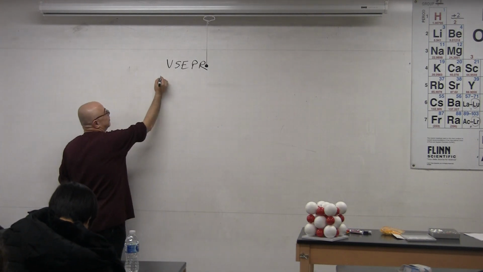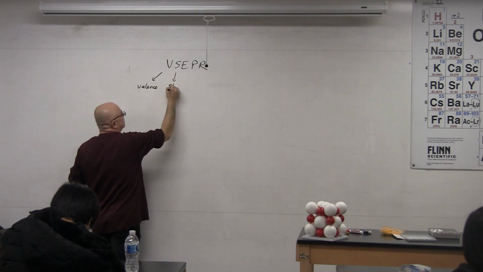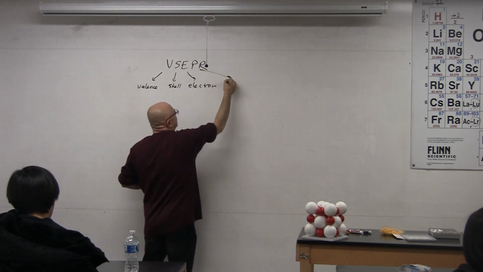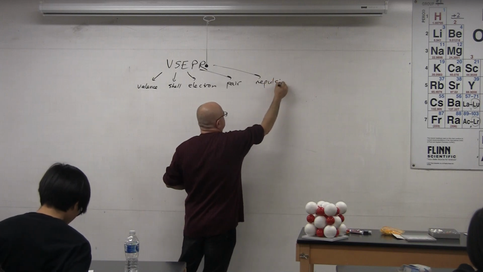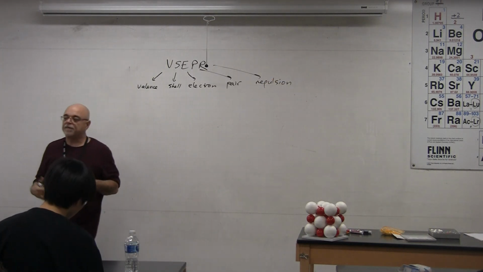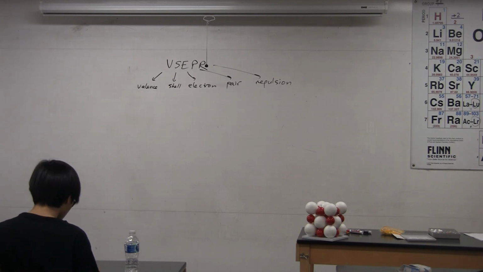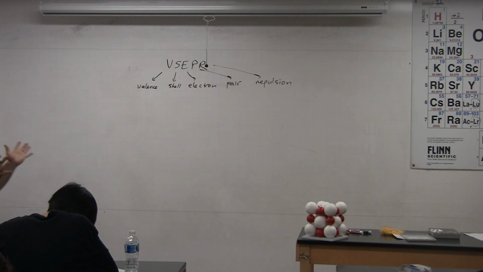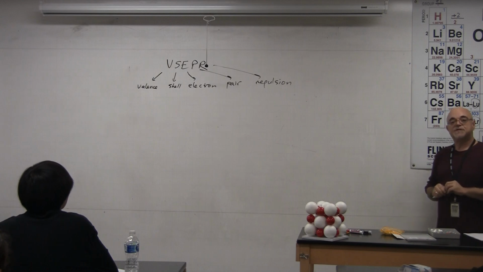This stands for the following terms: valence shell electron pair repulsion. So the basic idea is that when we think of a central atom to which other atoms or electron pairs are attached, the electron pairs in those bonds or in those lone pairs repel each other. And so they're going to move as far apart as they can in 3-dimensional space.